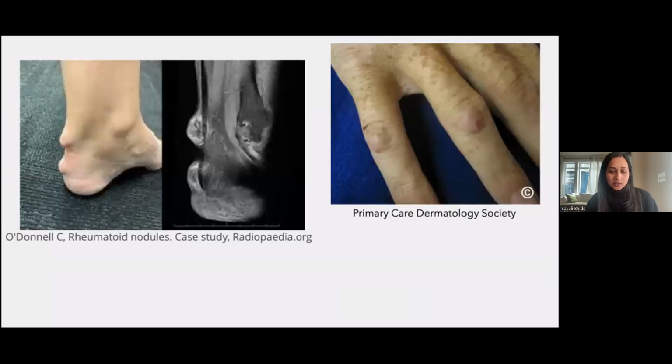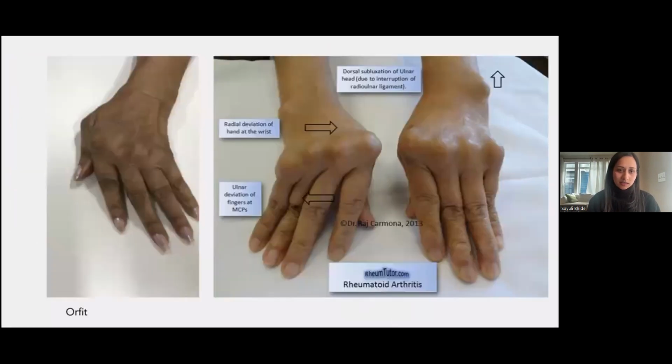And then these are some photos of rheumatoid nodules. So you can see them often on the feet and the hands. You can also get them along the forearm or around the elbow. So those are all good places to look for these. And then in late rheumatoid arthritis, you can see radial deviation of the hand at the wrist and then ulnar deviation at the MCPs.